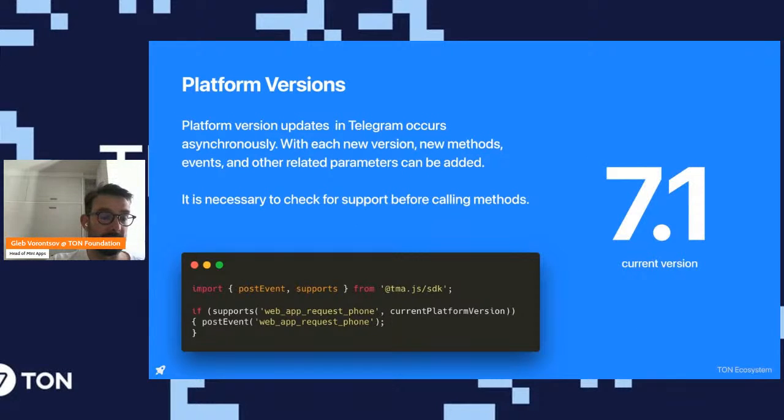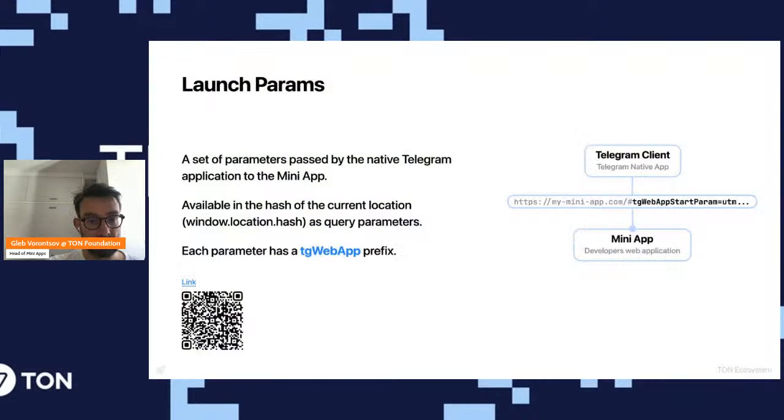And don't forget about platform versions. Platform version updates in Telegram occur asynchronously, and with each new version, new methods, events, and other related params can be added or changed. So when you use new features, it's necessary to check the support before calling the methods.